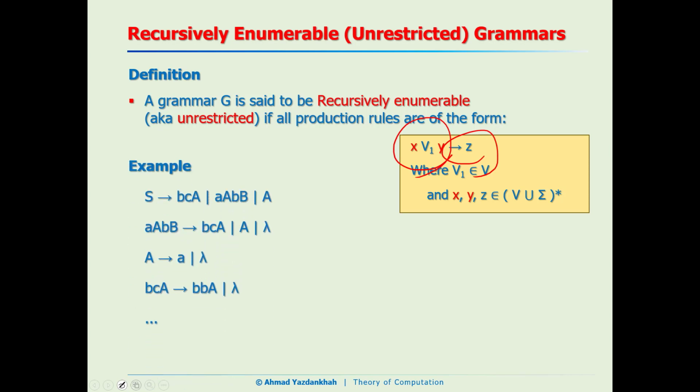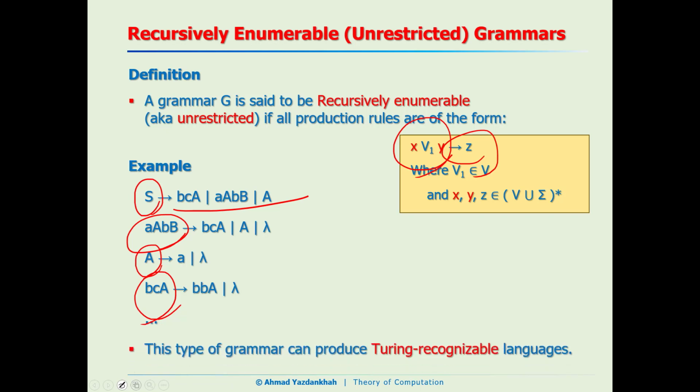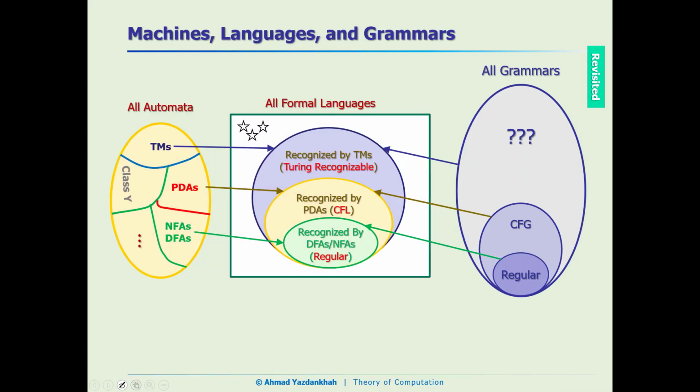Okay, and here is just an example. You see, here we have S, we have anything here on the left side and the right side, there is absolutely no restriction. Okay, so this type of grammar can produce Turing recognizable languages. All right, based on this knowledge, let's look one more time at the machines, languages, and grammars.